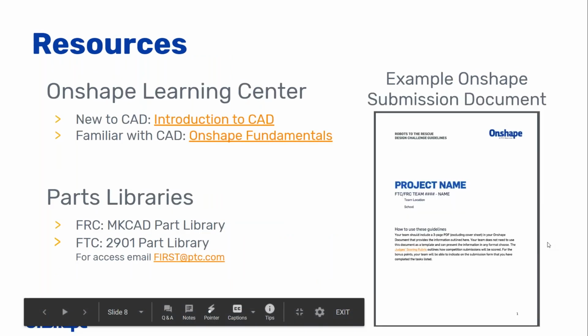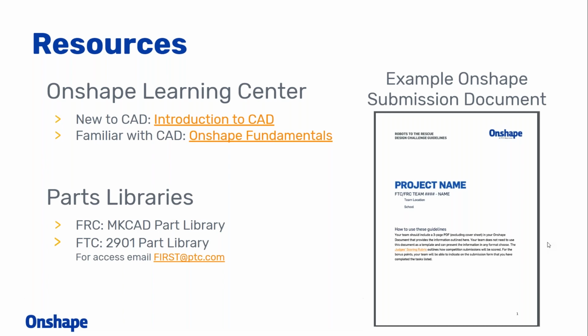For resources, in addition to these webinars, we have on our Learning Center some different learning paths for people who are new to CAD or those who are already familiar with it but are just switching into the Onshape platform. If you need parts libraries, for those standard components typically found in your program, for FRC we definitely recommend the MKCAD part library. For FTC, Team 2901 also created a part library that you can email us to get access to.